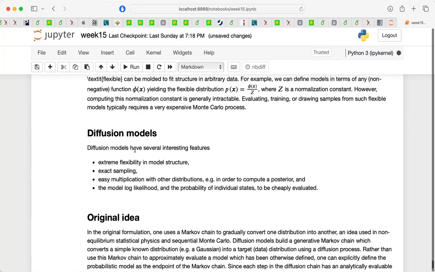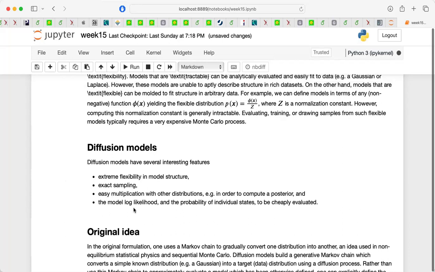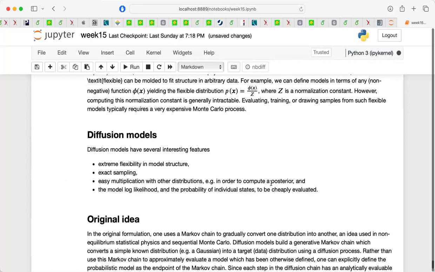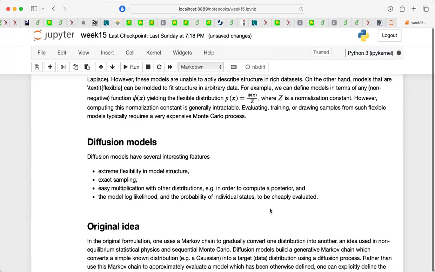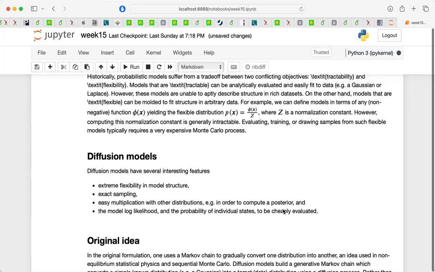They promise extreme flexibility in model structure, exact sampling. It sounds too good to be true: easy multiplication with other distributions in order to compute a posterior, and the model likelihood and the probability of the individual states can be cheaply evaluated. So this sounds like a dream come true when you now go back to the discussions which we had about the variational autoencoders.